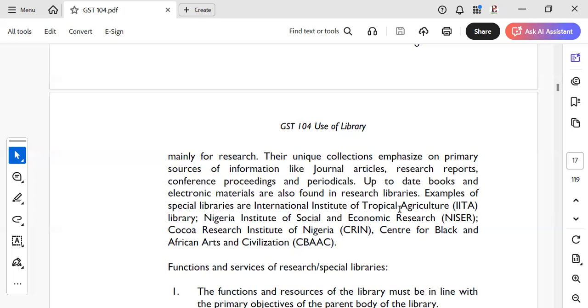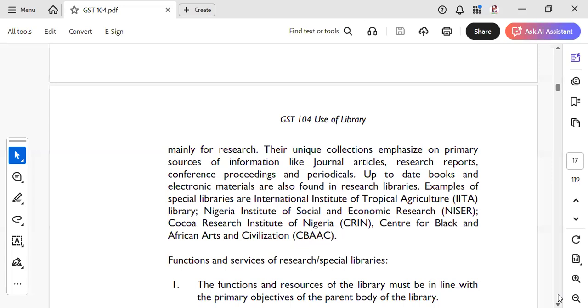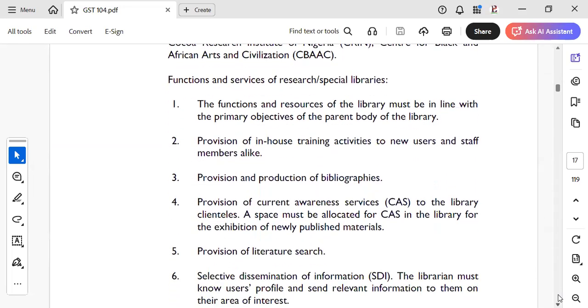All these are special libraries because even from their names, you will know that they deal with one particular thing. So that is one thing you should know about research or special libraries. They are mainly for research purpose and focus on a particular field. Or maybe some will combine two fields together, but not many fields.